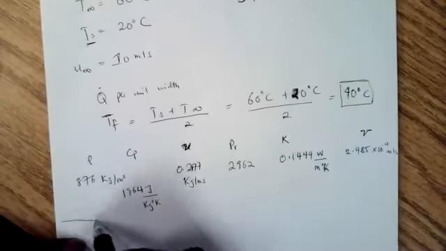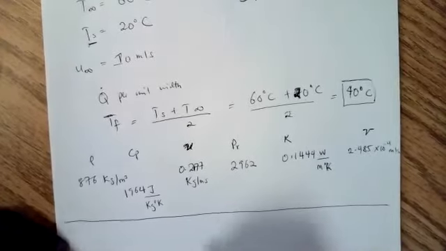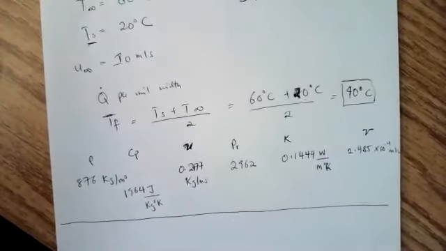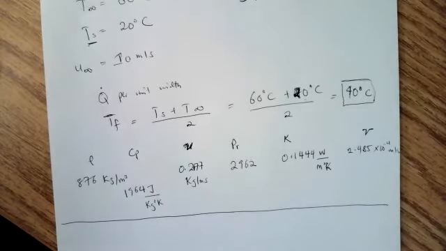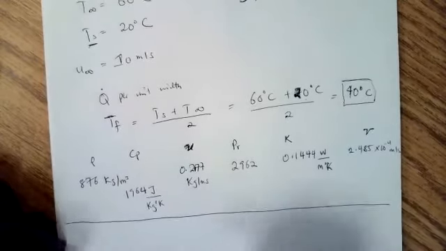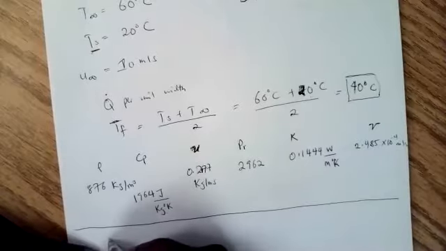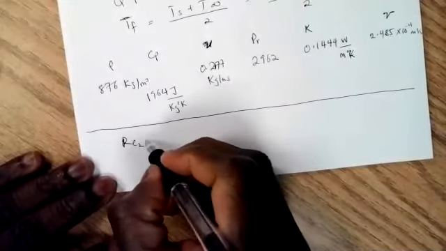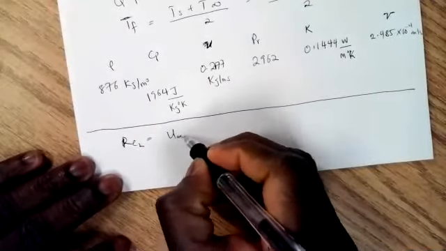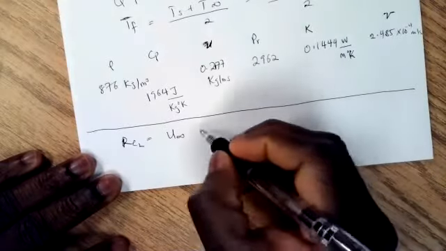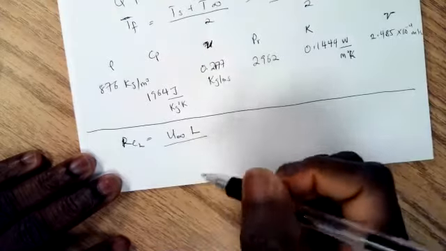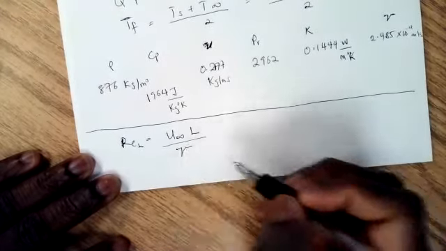Okay, so we're assuming that we're dealing with a uniformly heated plate, but we still don't know if it is laminar or turbulent. We can easily check that by looking at the Reynolds number for the entire length of the plate, by multiplying the velocity of the surrounding fluid by the length of the plate we're dealing with.